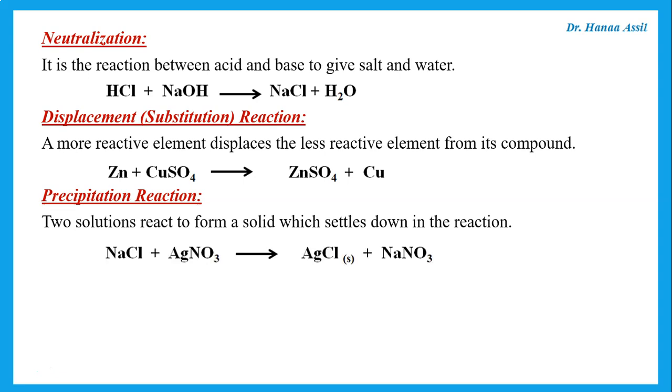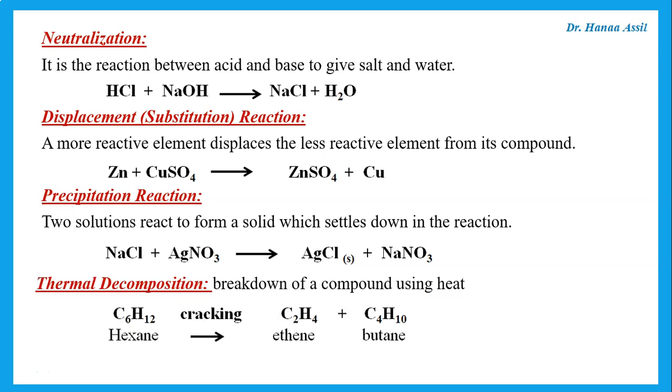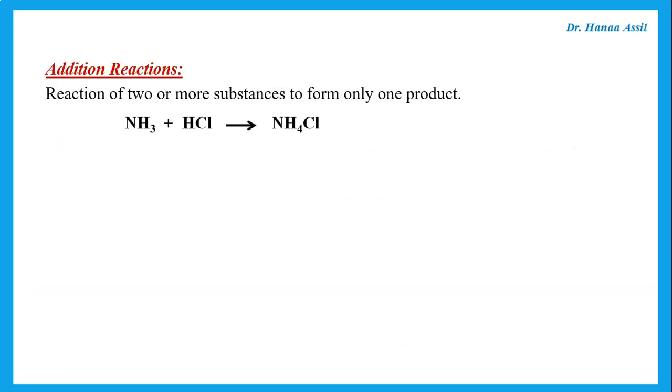Precipitation is a reaction that gives something that is insoluble. So we add two solutions and they react to form a solid or an insoluble substance. This is a precipitation reaction, and we call that solid a precipitate. What do we mean by thermal decomposition? It is the breakdown of a compound using heat. So if we heat a compound and it breaks down into two or more substances, that is called thermal decomposition.